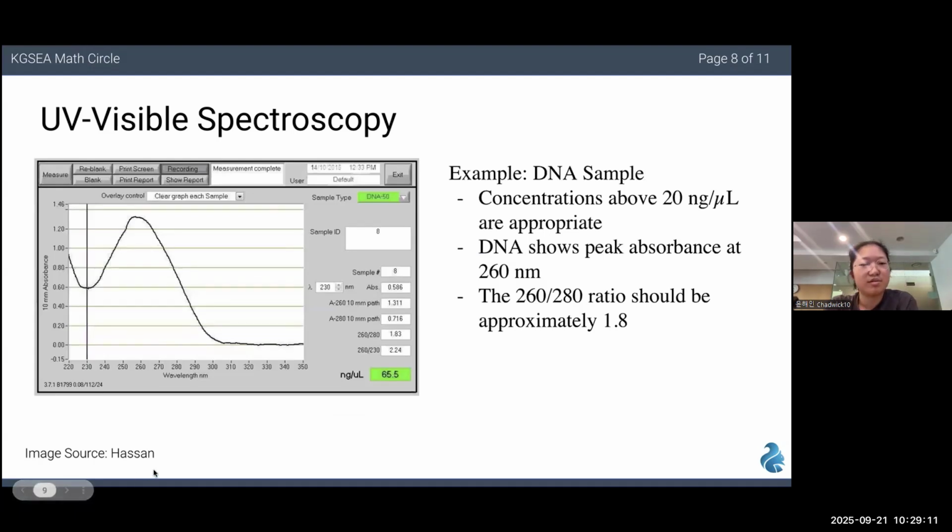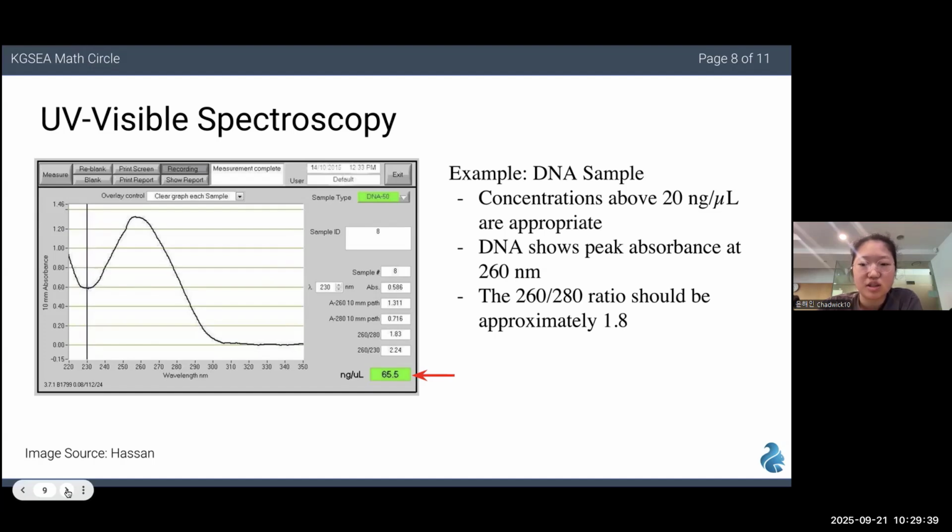This is an example of a UV visible spectroscopy result shown on a computer graph. This specific result analyzes a DNA sample. The first indicator we should look at when analyzing the results is the concentration. Typically, concentrations above 20 nanograms per microliter are considered appropriate for further analysis. As you can see here, the concentration is 65.5, which is appropriate.